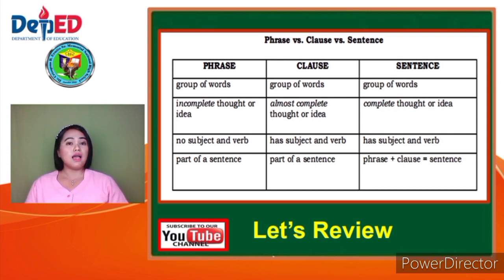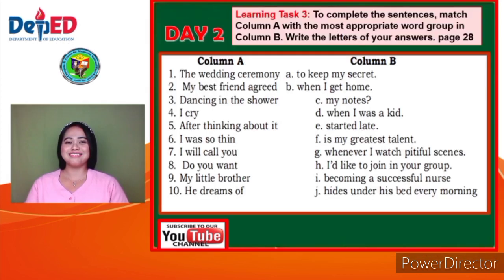A phrase doesn't have any subject and verb. A clause has a subject and verb. And a sentence has a subject and verb also. Phrase is a part of sentence. A clause is also a part of sentence. And a sentence is a phrase plus clause.